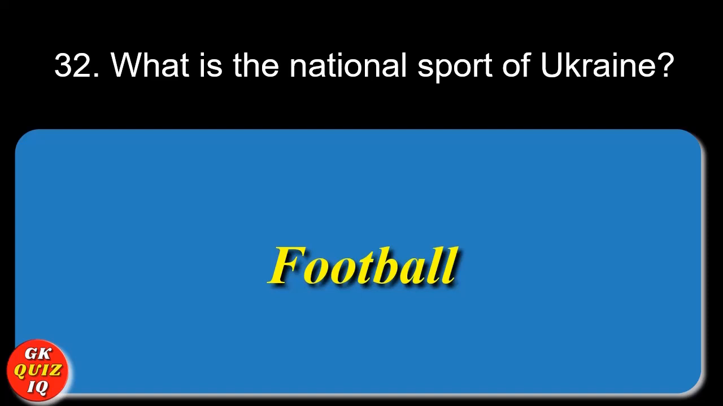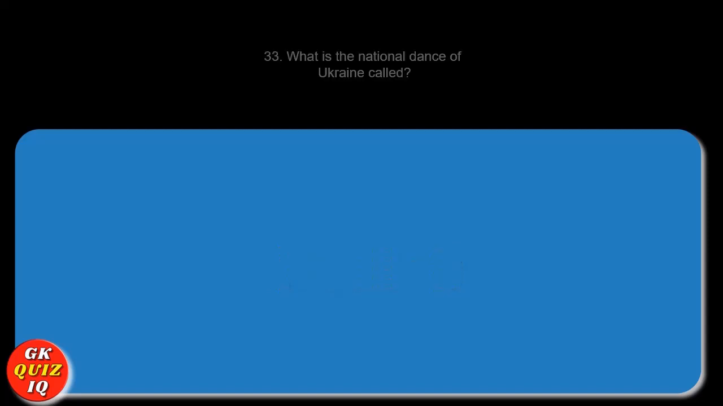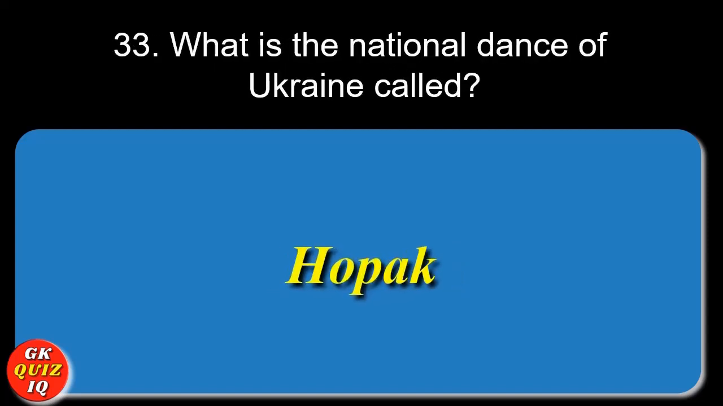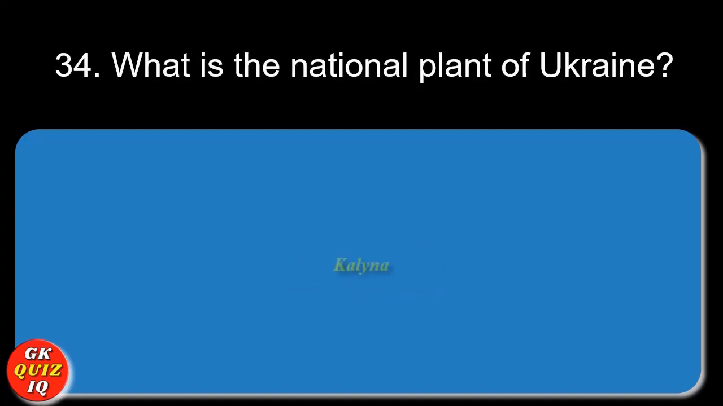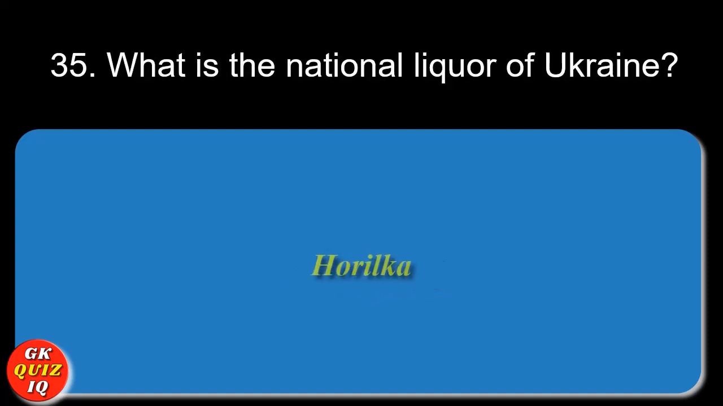What is the national sport of Ukraine? Football. What is the national dance of Ukraine called? Hopak. What is the national plant of Ukraine? Kalina. What is the national liquor of Ukraine? Horilka.